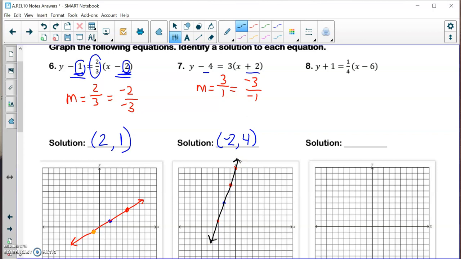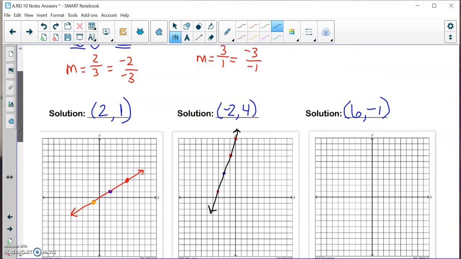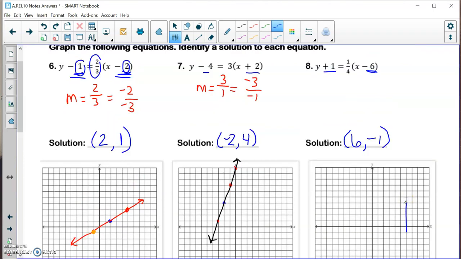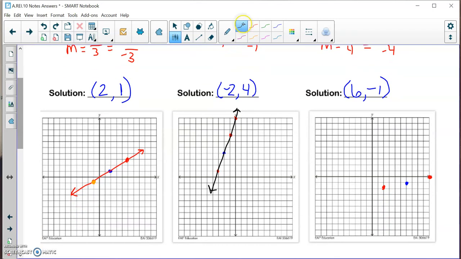And then the next one, number 8, again, a solution is already in this equation, 6, negative 1. We can start with that. 6, negative 1. Oops, it jumped on me. And now I have a slope of 1/4. So that can mean I go up 1 and over 1, 2, 3, 4. I'm not going to allow you to go off the graph, so you would need to do a negative 1 over negative 4 slope to graph the rest. All right, so here is your line.